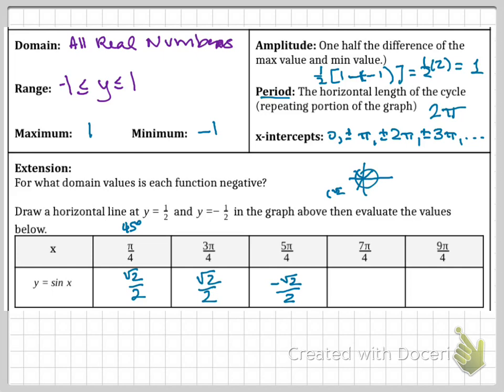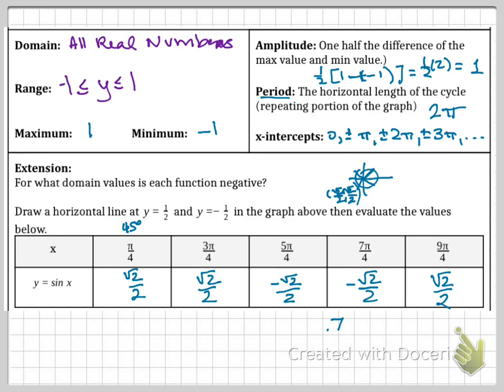Our y value is negative. That's where that's coming from, right? You have your x and your y. The x's are negative. The y is negative on this side. And then the next one, 7 pi over 4, that is also negative root 2 over 2. It's on this side. The y value is negative. For 9 pi over 4, then we're back here at the 45 degrees. Then that is again root 2 over 2. What that approximates to is about 0.7.